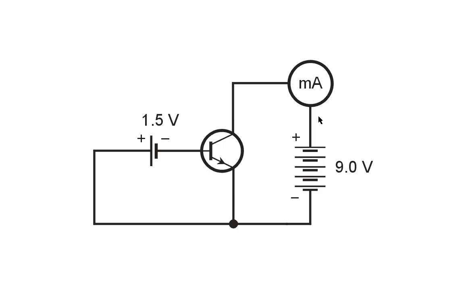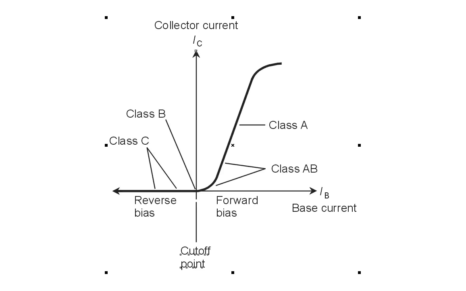The correct answer to this question is A. We would expect to observe cutoff in a circuit like this. And in order to get an idea of exactly what would be going on there, let's go back to chapter 7 and look at the characteristic curve for a bipolar transistor as it relates to amplifier classes.